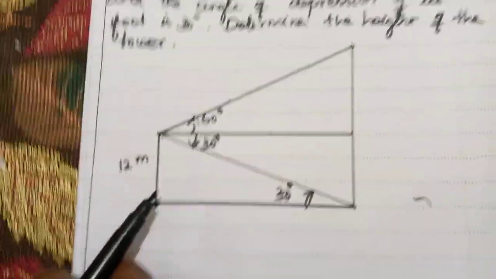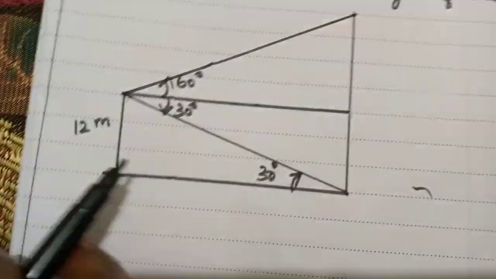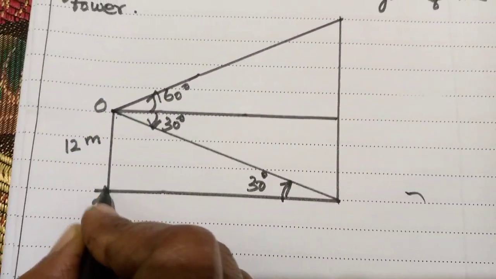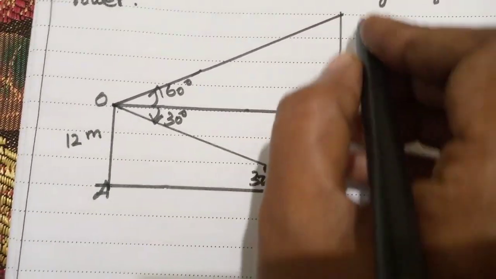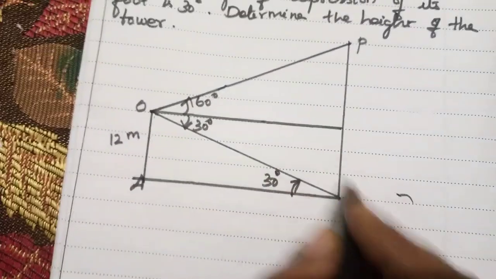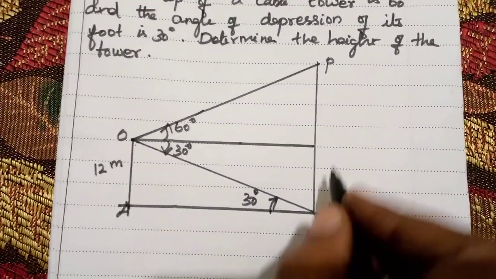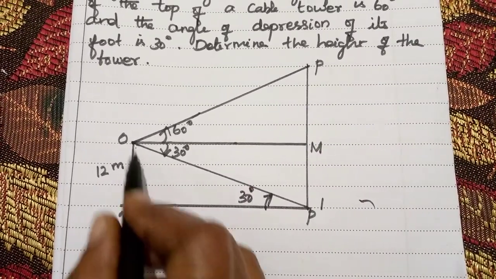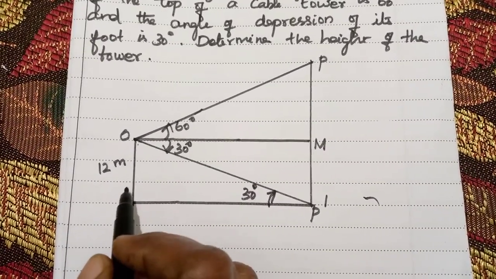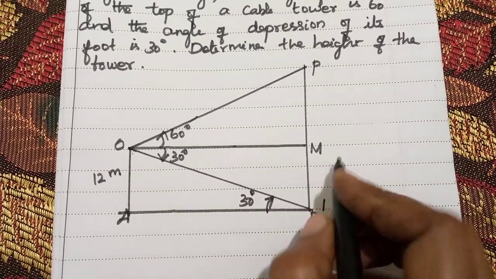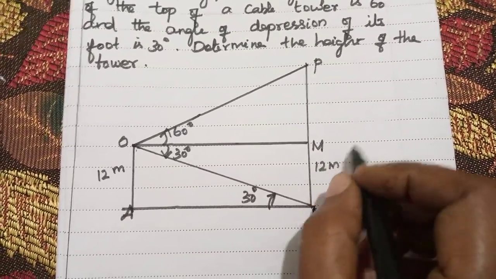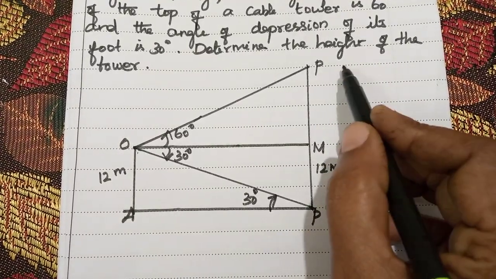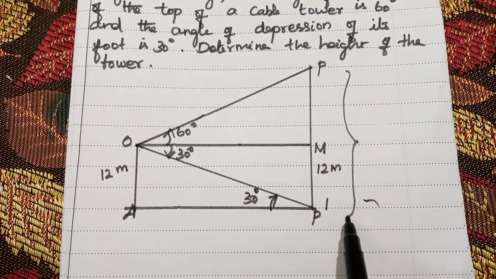According to the given condition, let us name the points. It is the building, so name here O, A. Here P, P dash. Here M. So, this OA, the height of the building, is given as 12 meters. So, this P dash M also will be 12 meters. What is the question now? Find the height of the tower. Here P dash is the tower. So, this total we have to find out.